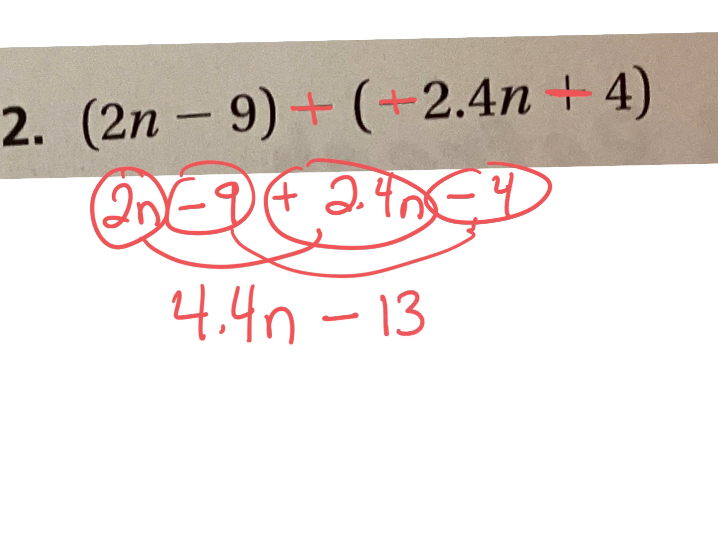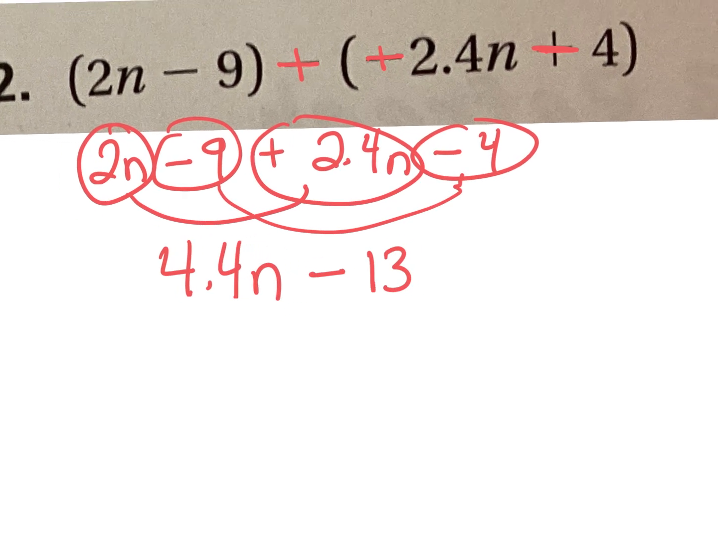So you should have got, for number 22, 4.4n minus 13.